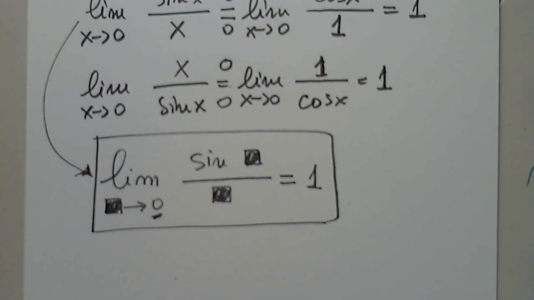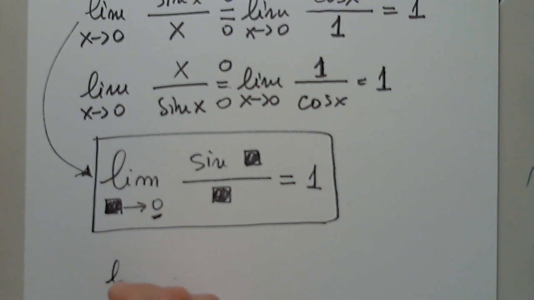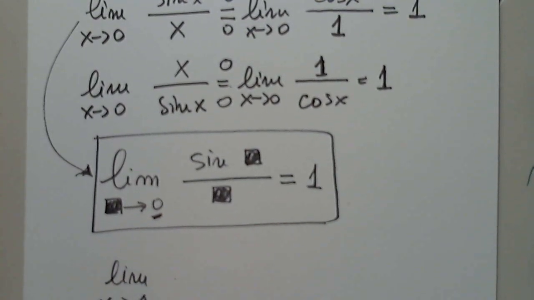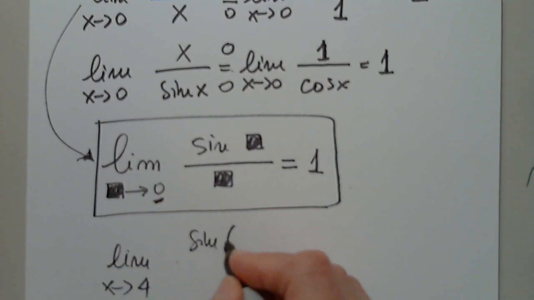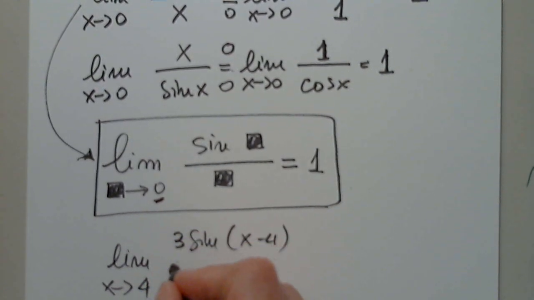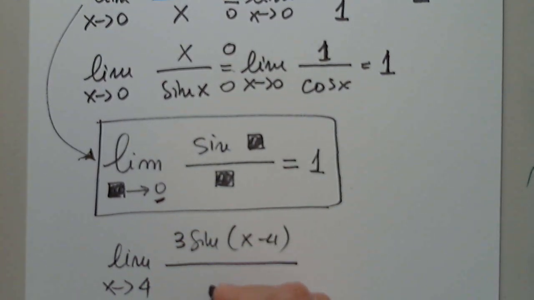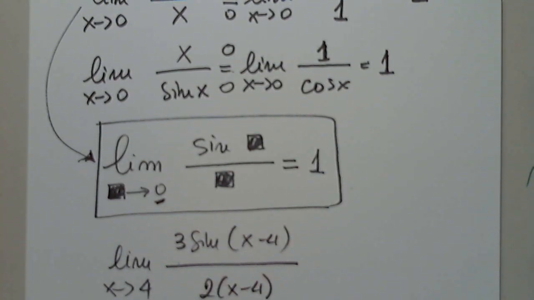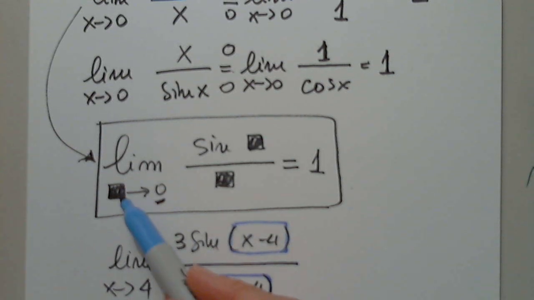So let's say I have the limit as x approaches 4 of sine of x minus 4 over 2x minus 4. So this condition is fulfilled. This condition is fulfilled. But I need this box, or whatever rectangle, to approach 0. Yes, of course.